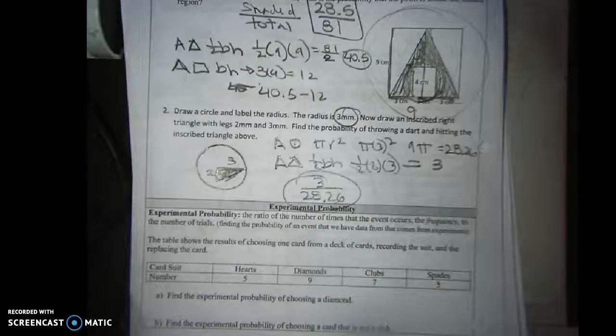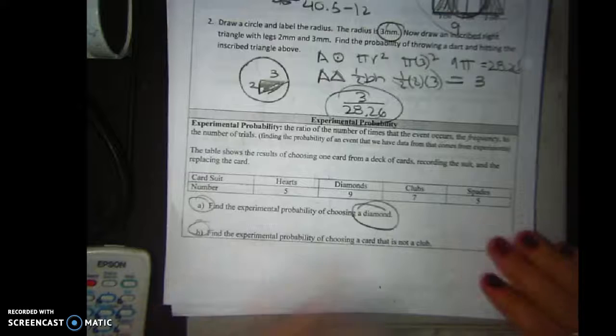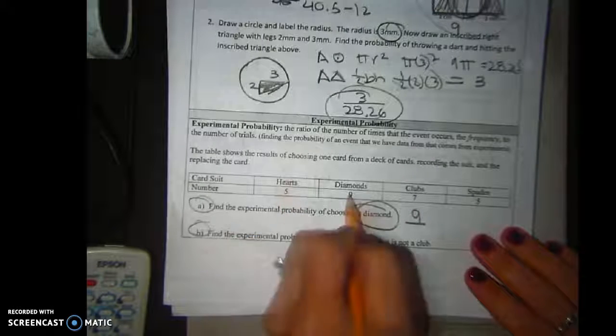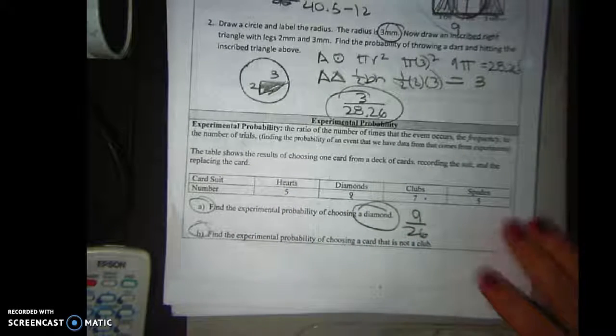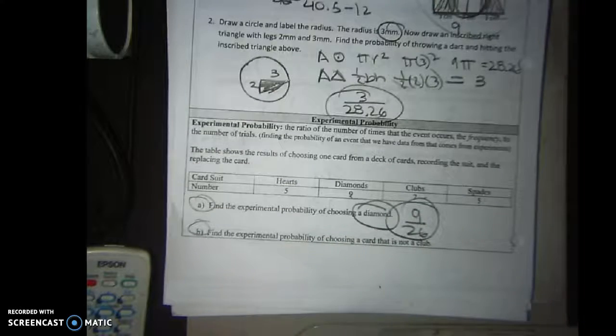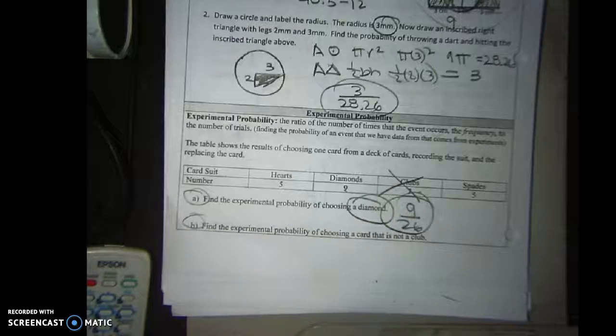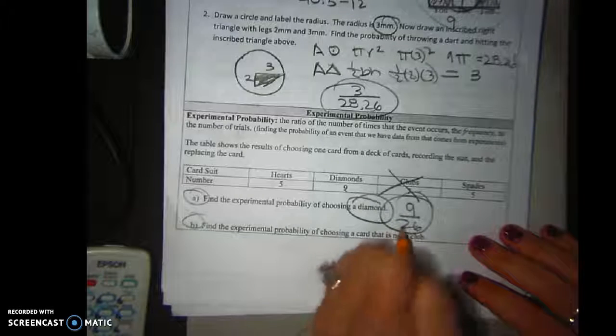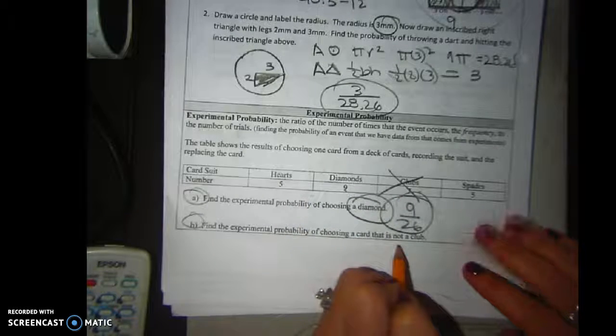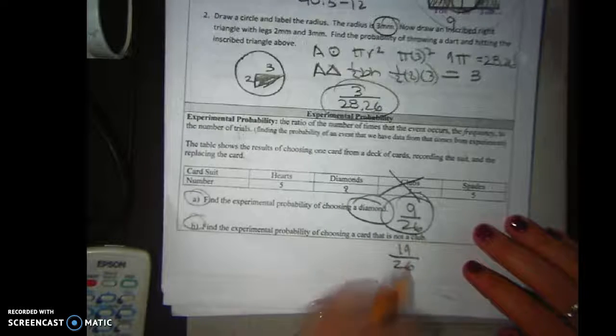That is the probability. All right, they want to know the probability of getting a diamond. That's the part I care about. And then 14 over 26. I don't think I can simplify, so I'm out. They want to know the one that's not a club, so that's the complement, which pretty much you're doing the total minus how many is not, which is 19 over 26.